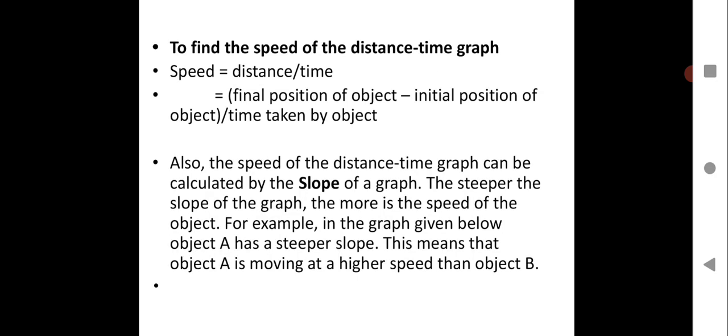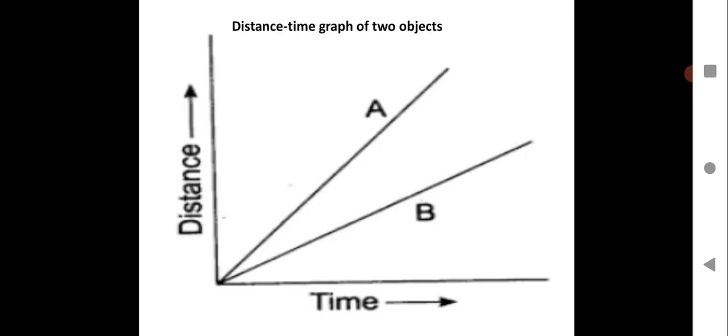The steeper the slope of the graph, the more is the speed of the object. That means in the graph given below, A has a steeper slope, that's why it is showing more speed than the object B. Draw this diagram in your notebook, children, after writing those points which I have shared just now. So, the distance time graph of the two objects, and please draw this with the help of a ruler and a pencil. Just a simple diagram for you to interpret the given graph.